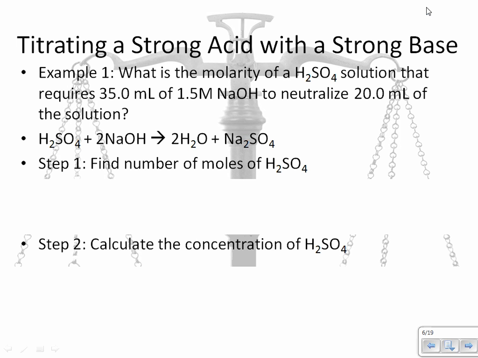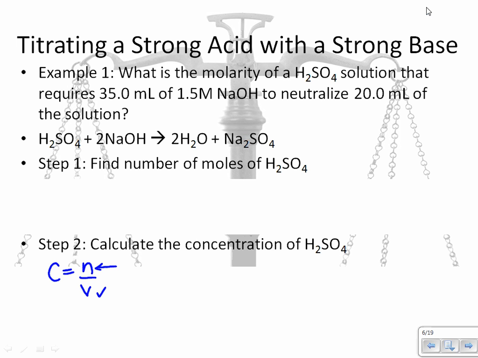First example: what is the molarity of a sulfuric acid solution that requires 35 mL of 1.5 molar sodium hydroxide to neutralize 20 mL of the solution? There is your reaction that I graciously gave to you this time. Your first step is to find the number of moles of H₂SO₄ so that you can calculate the concentration. To calculate the concentration of H₂SO₄, you need moles over volume. I gave you the volume in the question, 20 mL, but I didn't give you moles, so we have to find the moles of H₂SO₄.